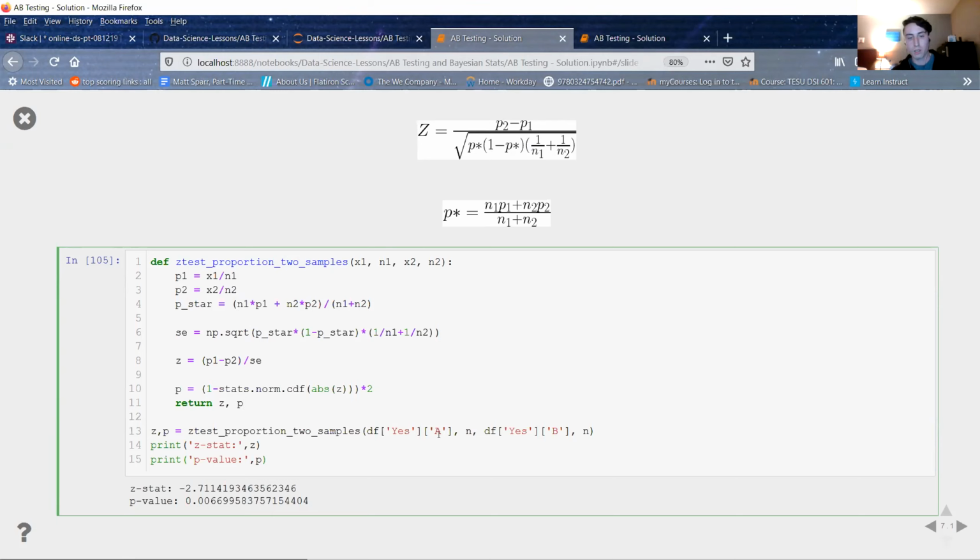So if we run this with our data here, we're going to pass in the number of yeses for group A, and then the value of N, number of yeses for group B, and then N, since both of them had 280 samples. So if we run that, we get our Z statistic, and we can see that we get a significant P value of less than 0.05. So in this case, we would reject the null and say that there is a difference in the proportions between the two groups, and that group B has a higher percentage chance of conversion.